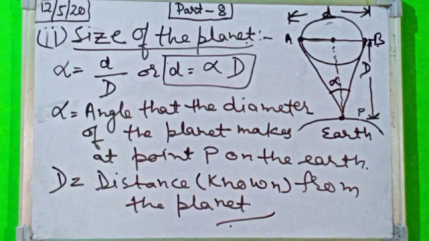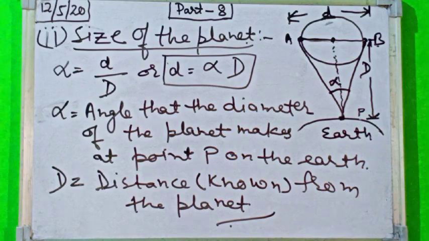So these two things are the use of the parallax method in determining the distance and size of the planet. All these are approximate values. We are not going to get the exact value, because we are considering various approximations in our derivations and calculations. So we are going to get the approximate value, not the accurate value.